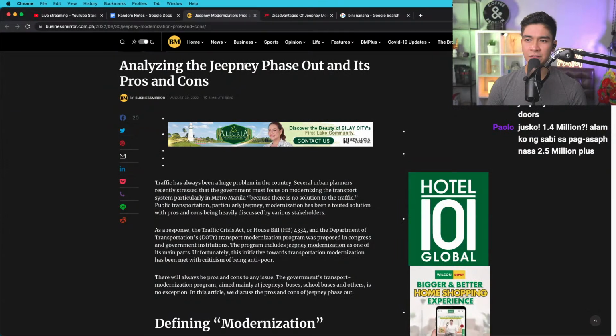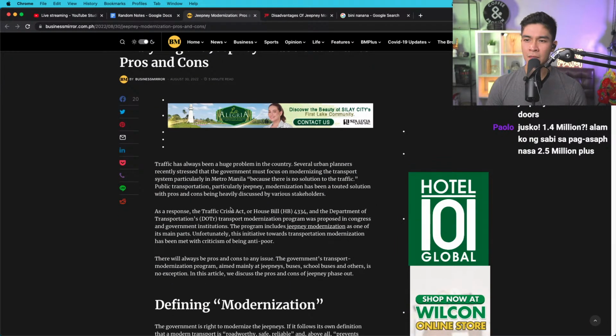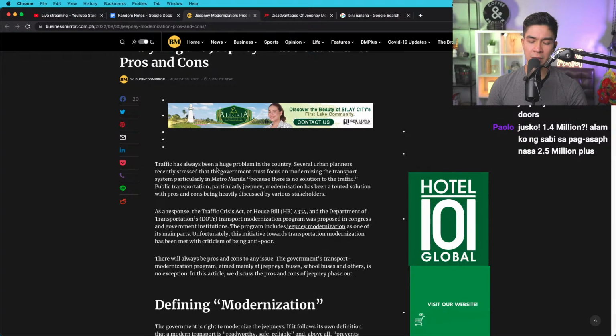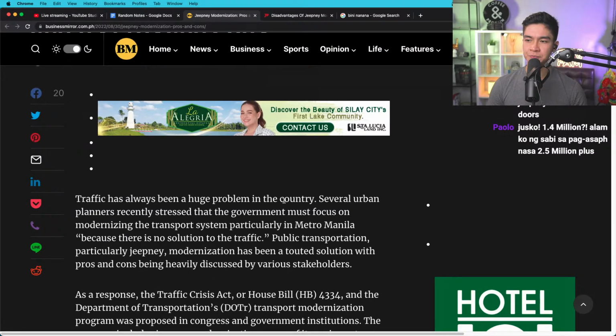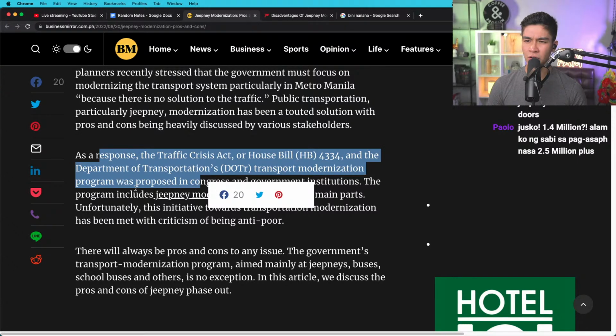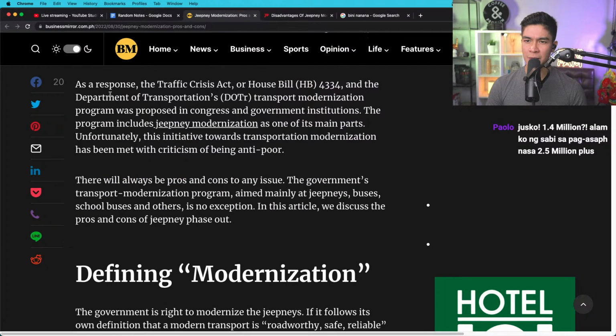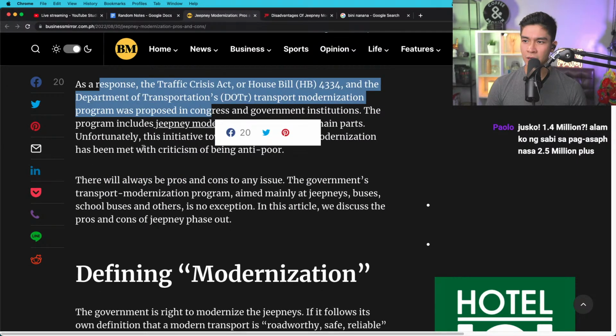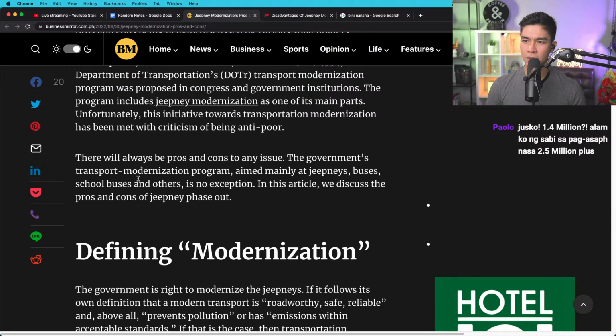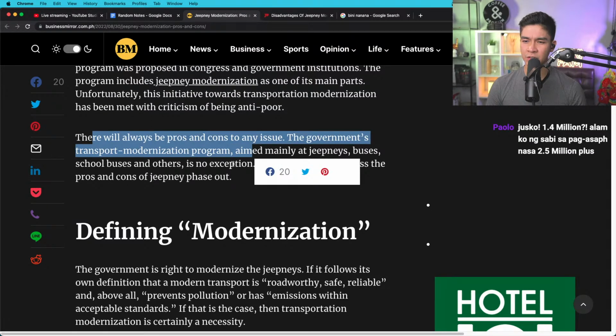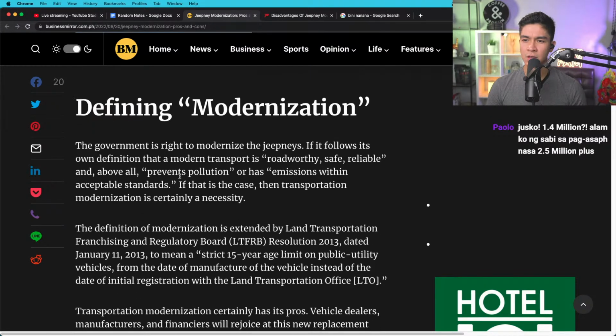Analyzing the jeepney phase out and its pros and cons, diba? Traffic has always been a huge problem in the, let me zoom this one in for you. Let's skip the intro. Yeah, nabasa na natin to. So we're basically just gonna jump to the pros and cons. So let's define modernization muna.